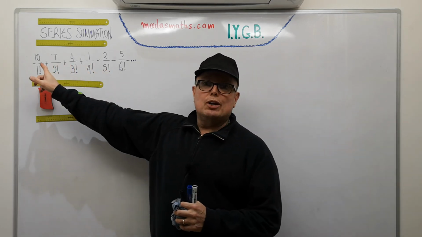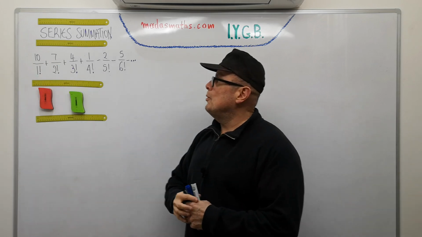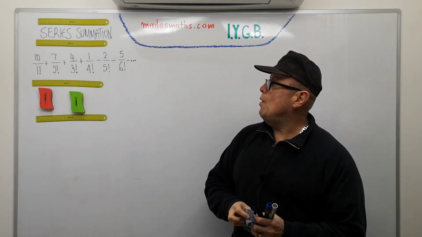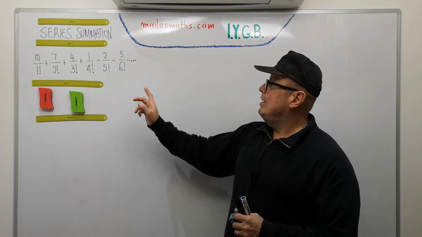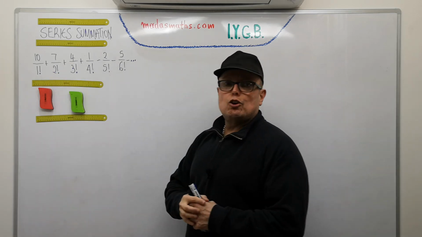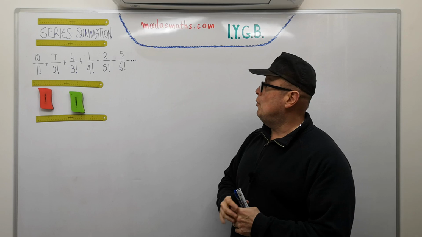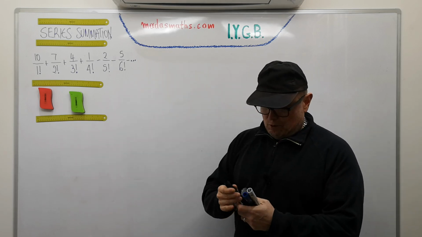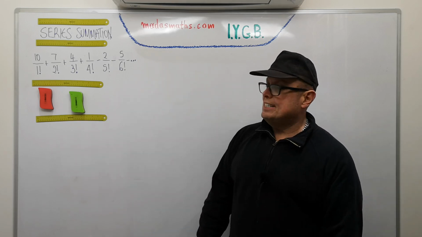Enrichment series summation, and this is the series that we're trying to sum. Definite pattern. We got fractions being added on the top. We got 10, 7, 4, 1, minus 2, minus 5, and at the bottom we go ascending factorials, 1 factorial, 2 factorial, and so on forever. So what's the sum to infinity of this particular series?